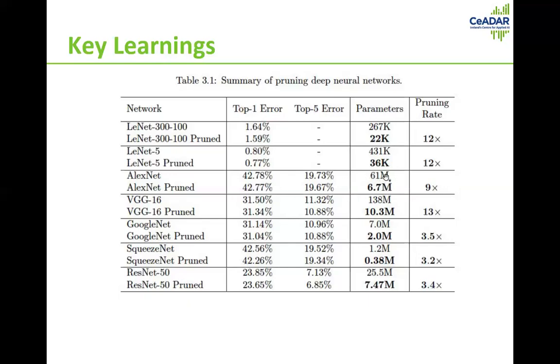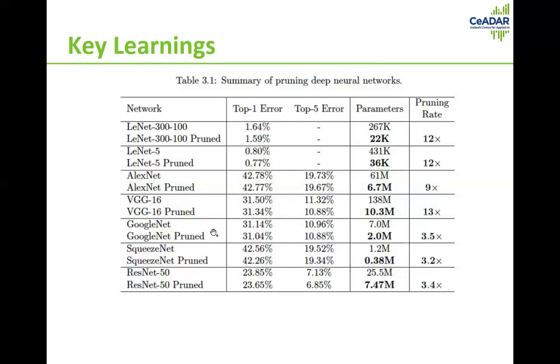But one might ask, does pruning affect accuracy? It could definitely affect accuracy, and you can see the numbers here. The top-1 error of AlexNet is 42.78% for the unpruned network, and for the pruned network it is 42.77%. So it actually got a little better by pruning rather than worse. Even the top-5 error got a little bit lower.